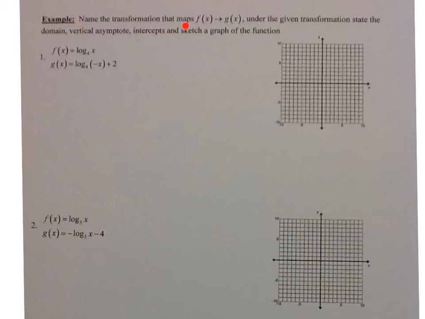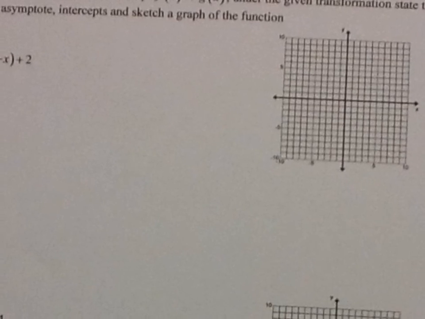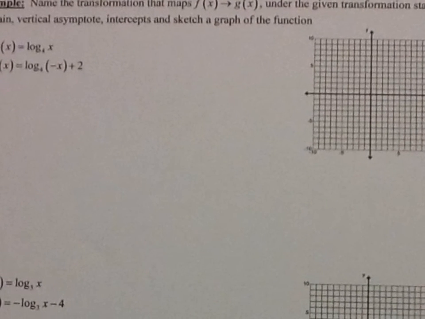Okay, so it says name the transformation that maps f of x to g of x. Under the given transformation, state the domain, the vertical asymptote, any of your intercepts, so you should have x-intercepts, and sketch a graph of the function. All right, so here's my parent function, f of x equals log base 4 of x. So just really quickly what that looks like, remember goes through 1, 0. And then it would also go through 4, 1. So it would look like this.